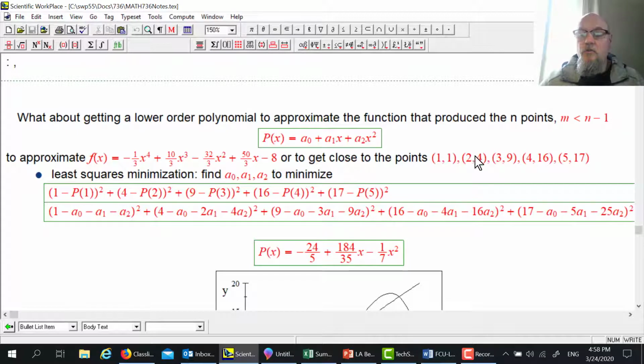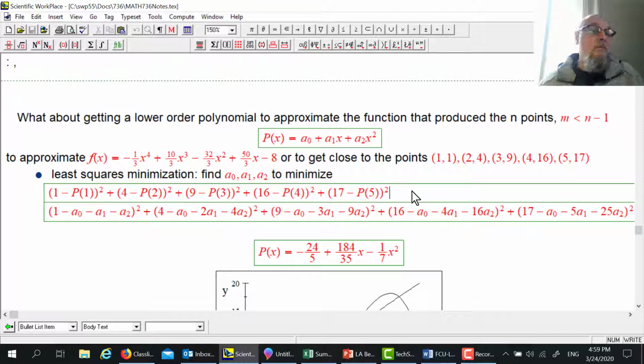Likewise, if I put 2 in, I'm supposed to get 4 out. I want to get close, so 4 is the output I want. P of 2 is the polynomial with 2 plugged in, which would be a0 plus 2a1 plus 4a2. I want to minimize the square of that difference, and so on. So I've got 5 points, and I want to minimize the sum of these squares.